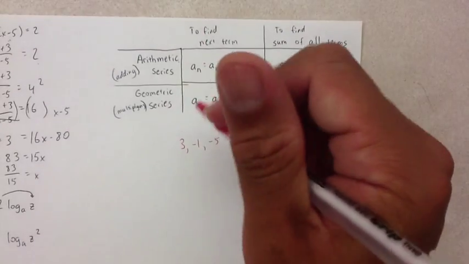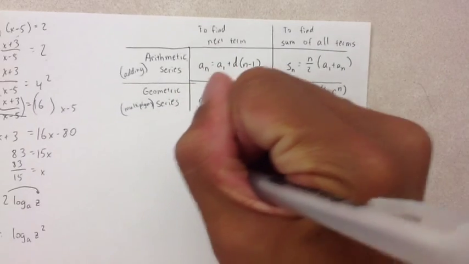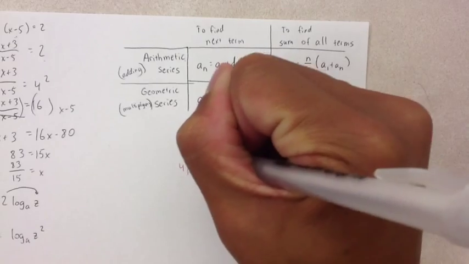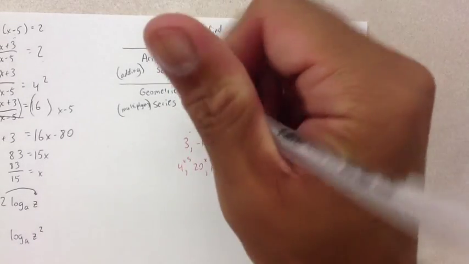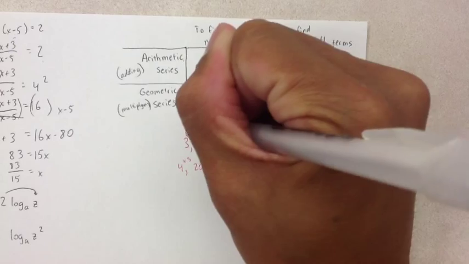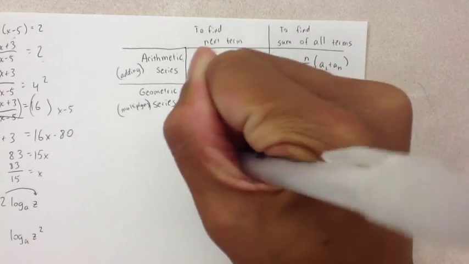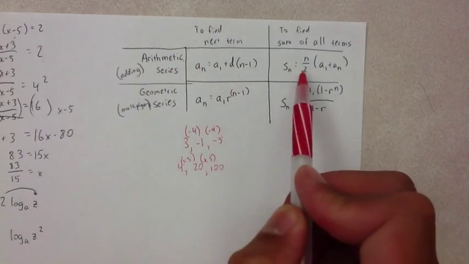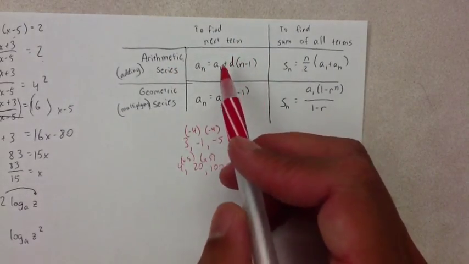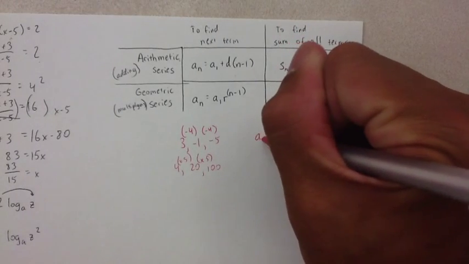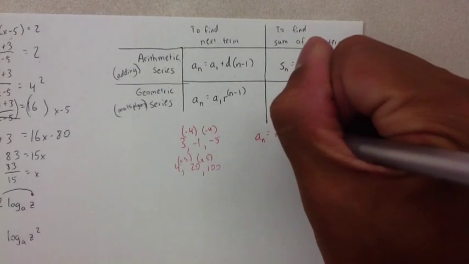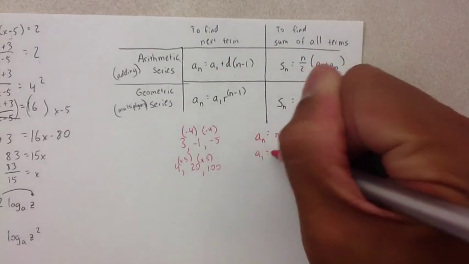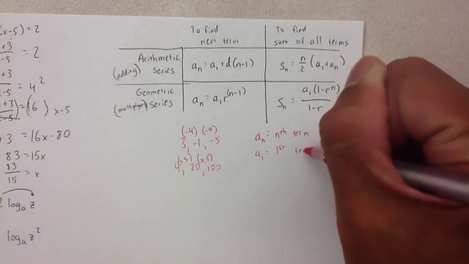A geometric series is something like 4, 20, 100, where you're multiplying by 5 to get to the next term, or multiplying by something. So here you're subtracting 4. Here you're multiplying by 5 to get to the next term. Anytime you're adding or subtracting, you use either of these two to find the next term of something. In all cases, a sub n is going to equal the nth term. A sub 1 always equals the first term.